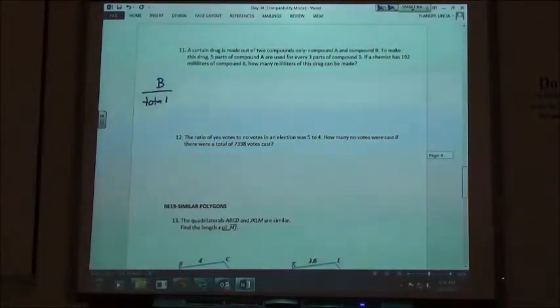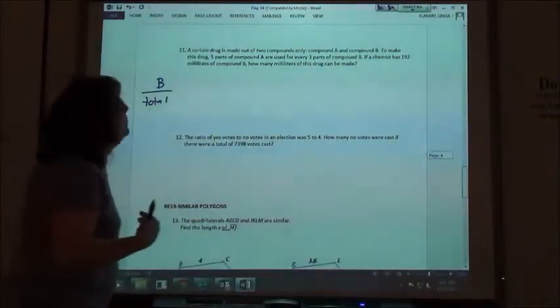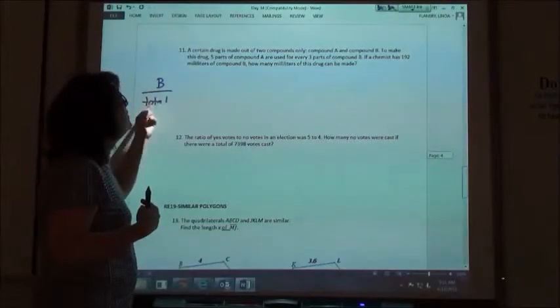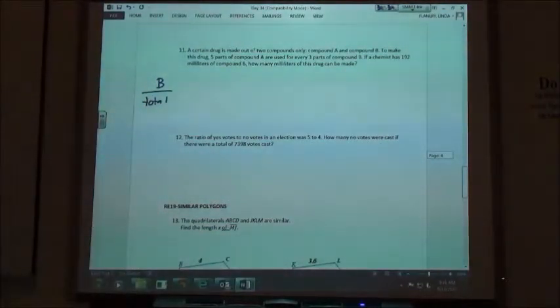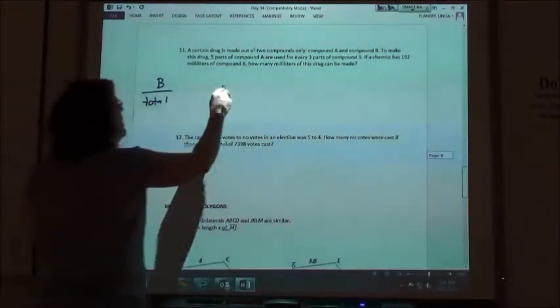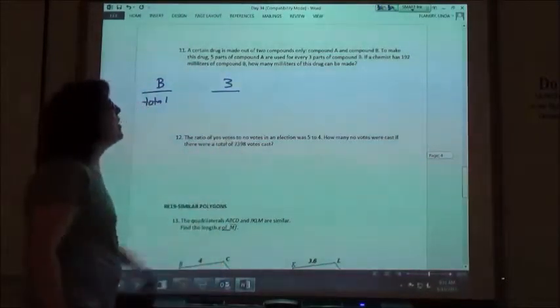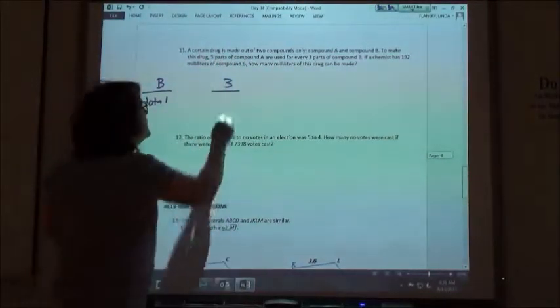So if I have my given rate of 5 parts of A for every 3 parts of B, what would be the rate that we'd want to use to solve this problem? We want B to the total. So instead of 5 over 8, we want how many of B do we have? 3 over 8. So we have 3 parts of B for every 8 total parts.